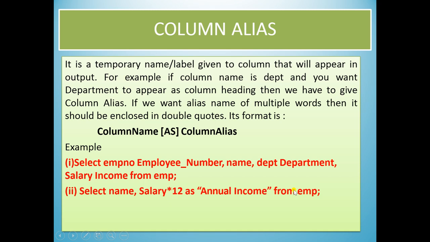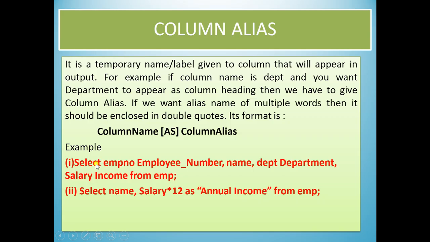Now column alias. Column alias means the column name that you give to a particular column, that you want to change or you want to use a different name. For example, DEPT, the short form of department, is this. If you want the department to appear as the column heading, then you have to use the column alias. And how will you use? See, this is the column name, then as, then column alias.